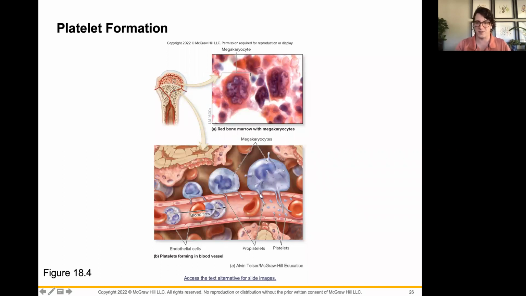The squid arms themselves we're going to call proplatelets, pro meaning before, so these are prior to them becoming platelets. But then they get sheared off, and they are just platelets from that point on, so they're going to continue to do all the jobs that platelets are going to do. And this is once again happening in the spongy bone of our bone marrow.